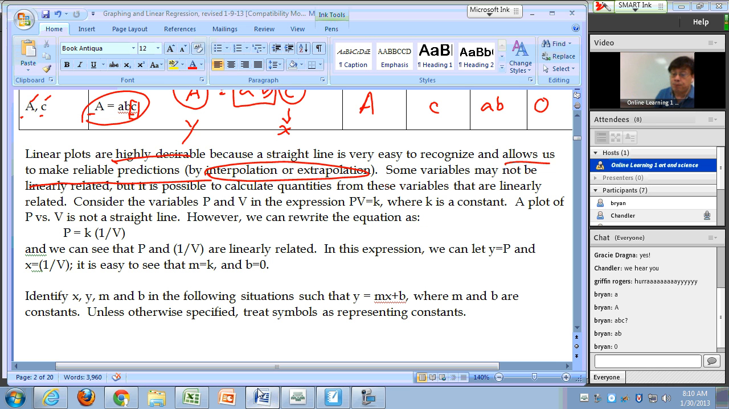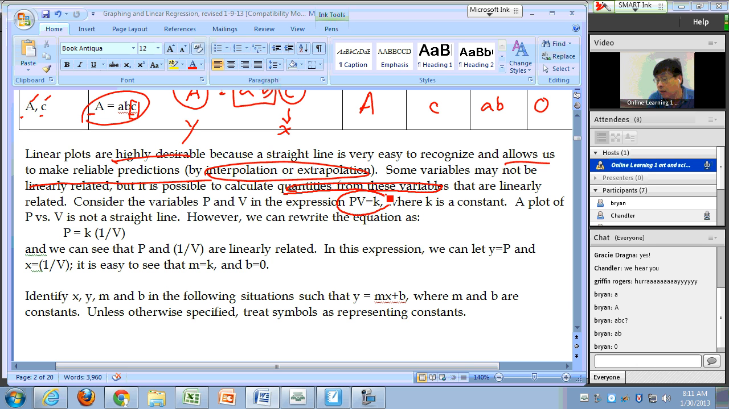Okay? All right. Now, there are some variables that are not linearly related. So what we want to try to do is find an equation that is linear. What we try to do is find quantities that you can calculate from these variables that are linearly related. For example, you might encounter in this class an equation that says pressure times volume, PV, is equal to a constant.